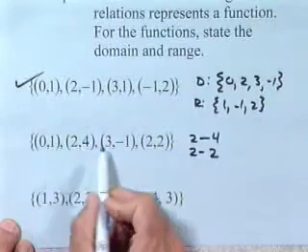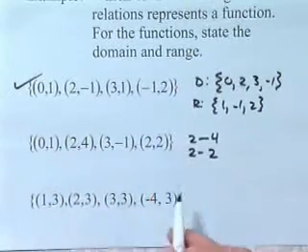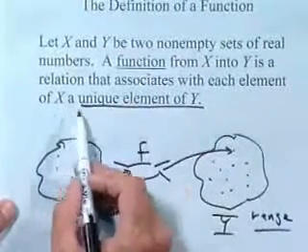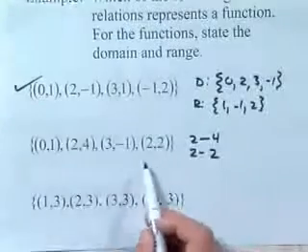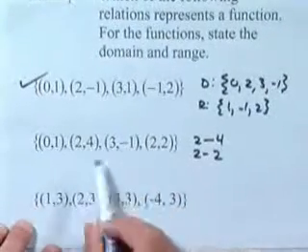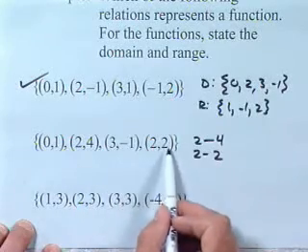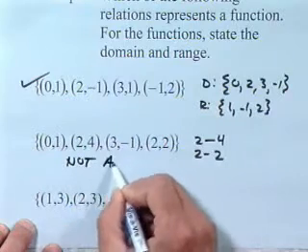Here's an element of x that has two different corresponding y values. Remember, if it's a function, for each element x, there is only one unique element y. So here's an example of a relation that is not a function because I have a 2 going to a 4. A 2 also corresponds to 2, so this is not a function.